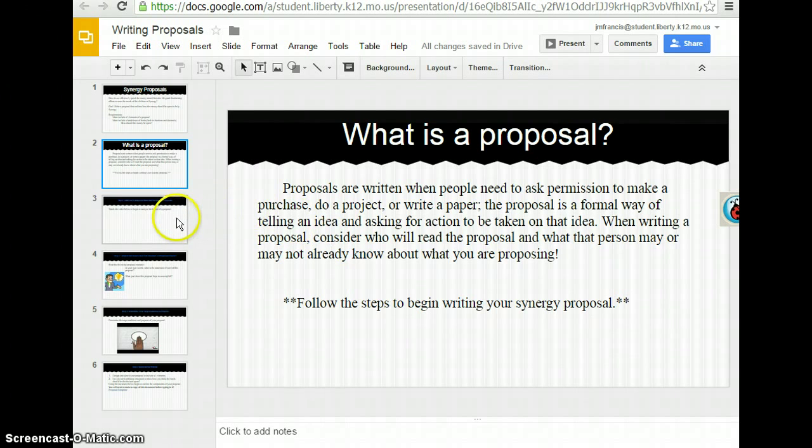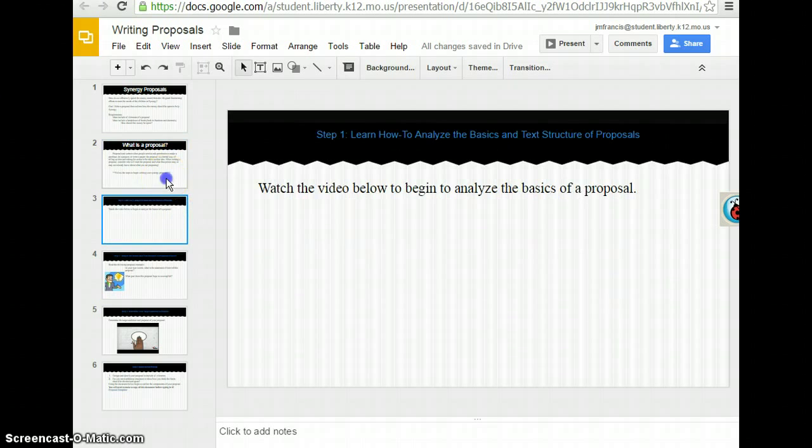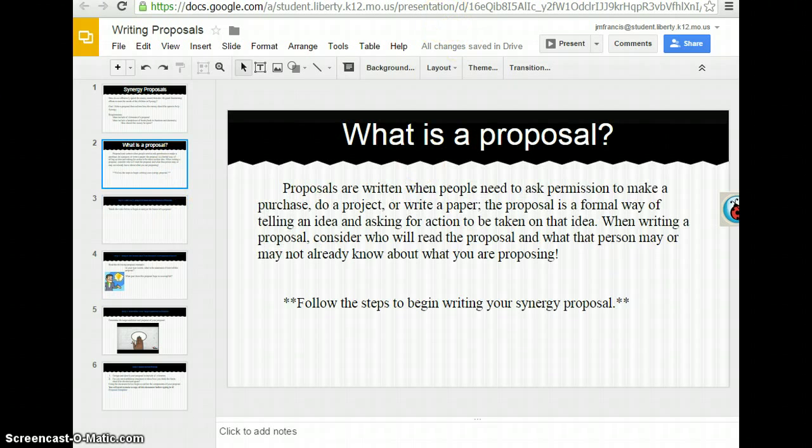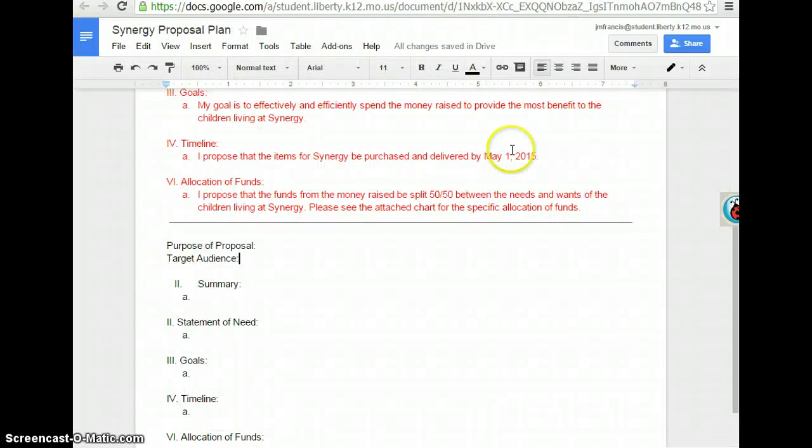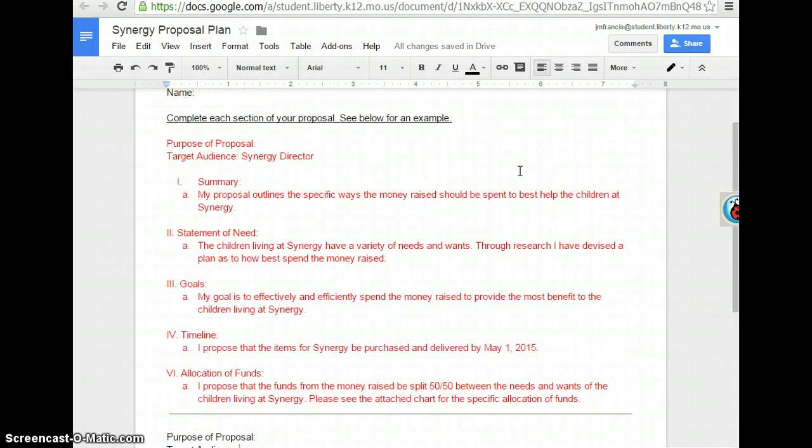What I would like to do today is actually fill in the blanks of what needs to be included when you actually write your proposal. So we're going to take a look at a sample synergy proposal plan, and right now I just want you to focus on the elements that need to be included.